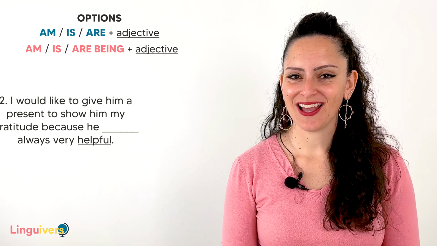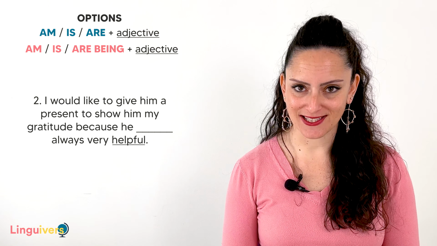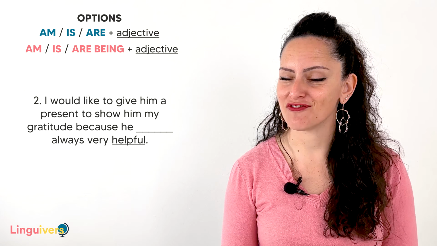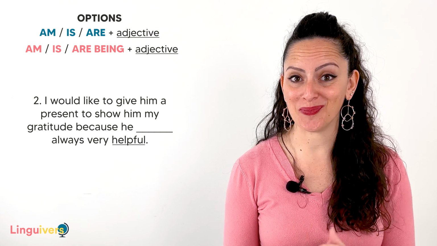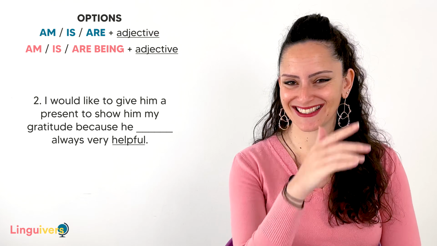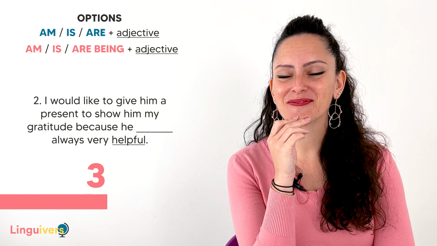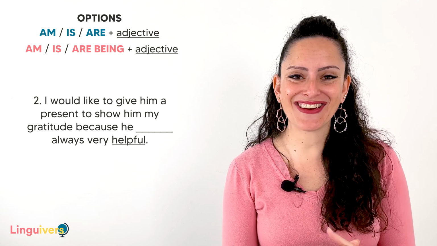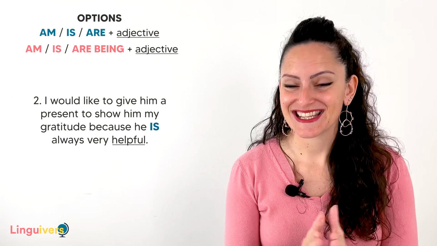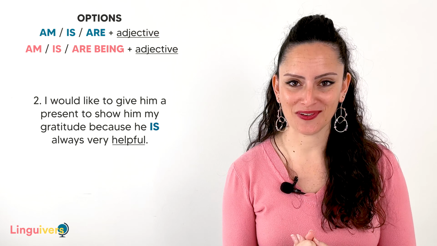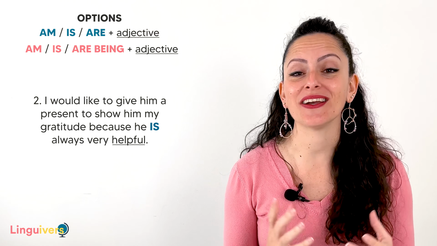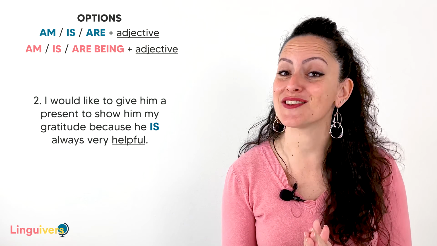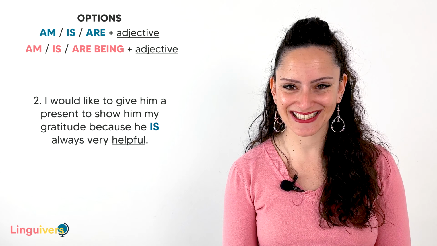Sentence 2. I would like to give him a present to show him my gratitude because he always very helpful. How can we complete this one? 5 seconds. And the correct answer is, he is always helpful and he deserves some recognition. He deserves a present. He deserves a thank you because he's always very helpful.